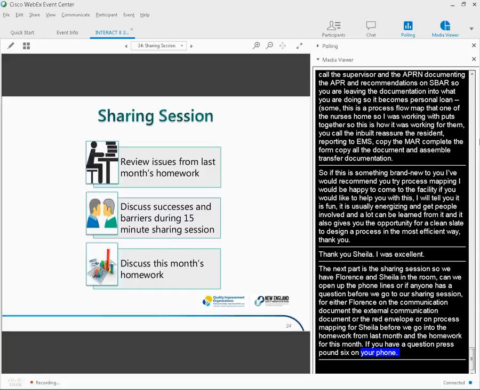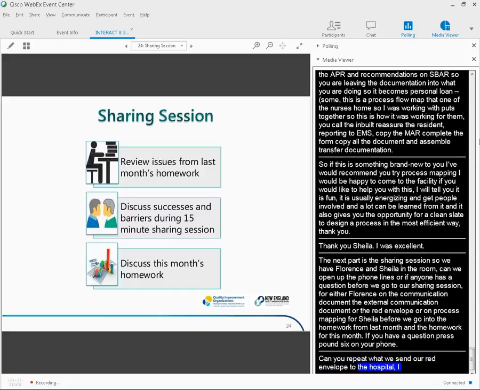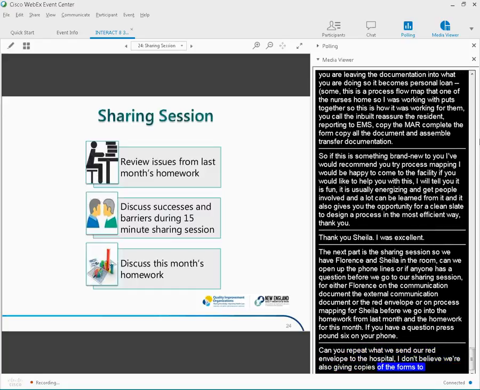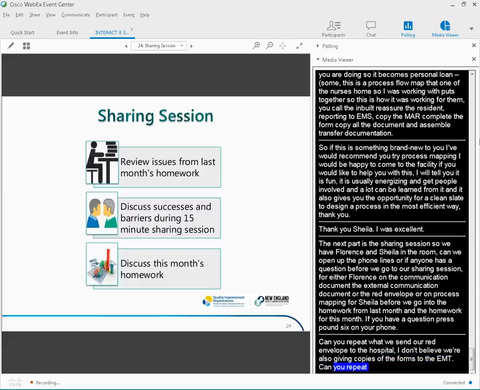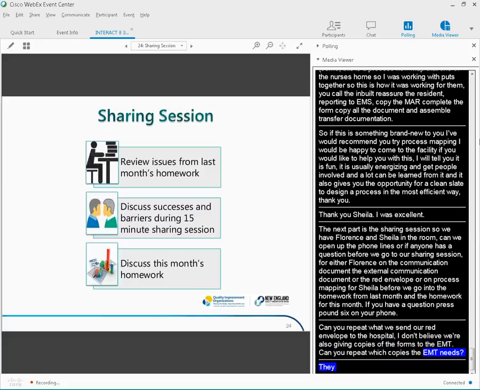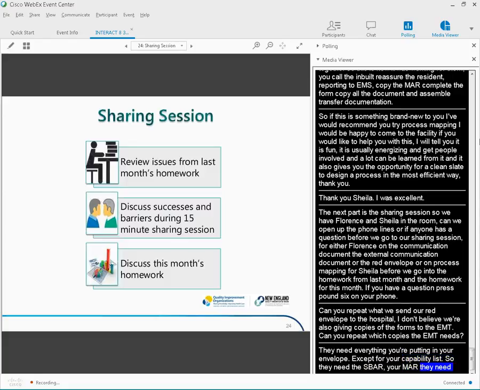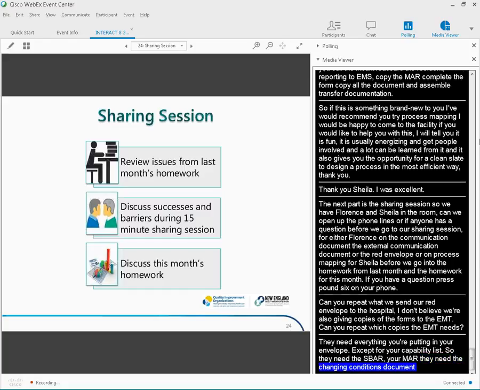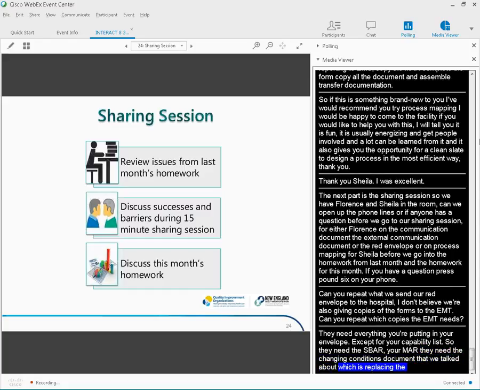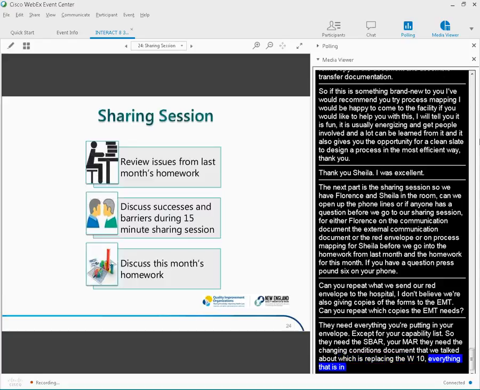Can you repeat, when we send our red envelope to the hospital, I don't believe we're also giving copies of the forms to the EMT. Can you repeat which copies the EMT needs? They need everything you're putting in your envelope except for your capabilities list. So they need the SBAR, they need your MAR, they need the change in condition document that we talked about, which is replacing the W-10. So everything that's in that envelope they will need, because they need to document the transfer also.